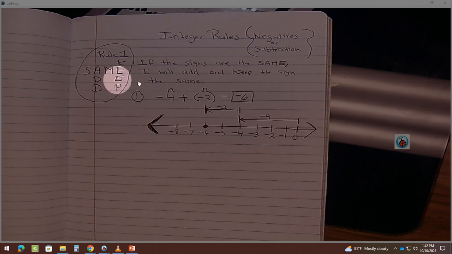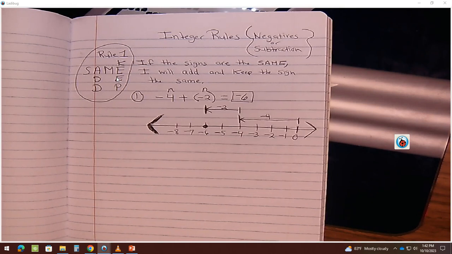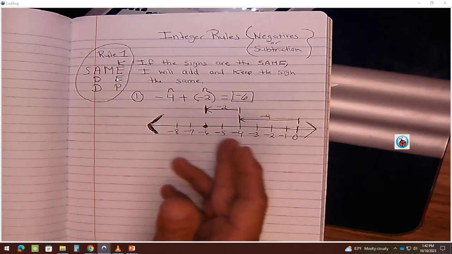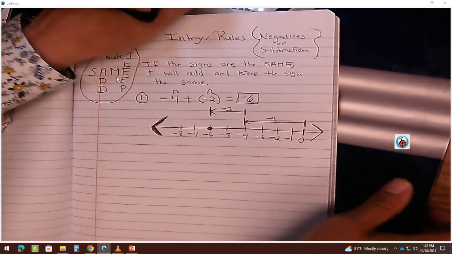That's why this rule works. Okay, if the signs are the same, I'm gonna add and what? Keep the sign. Questions? Now the other way I can prove this, to prove that this method works, is with integer chips.